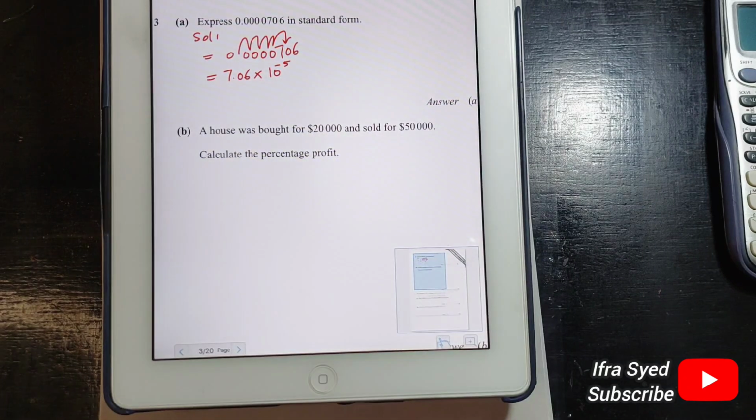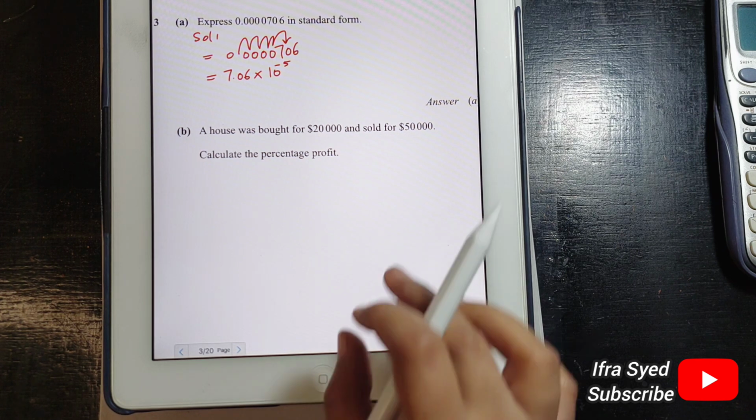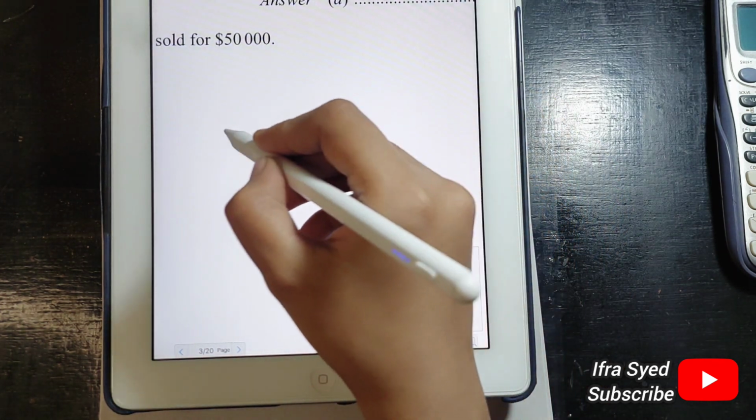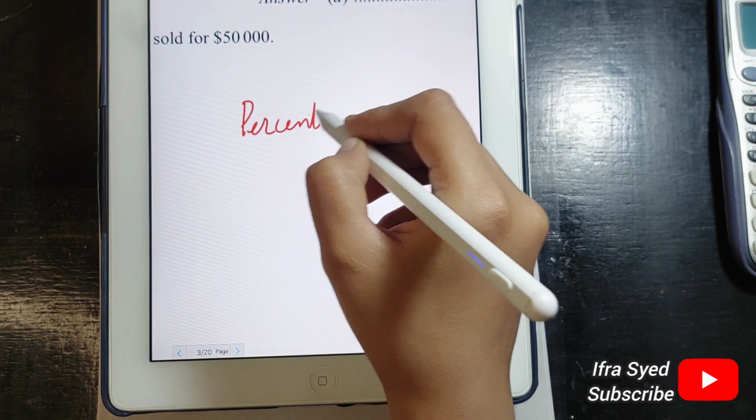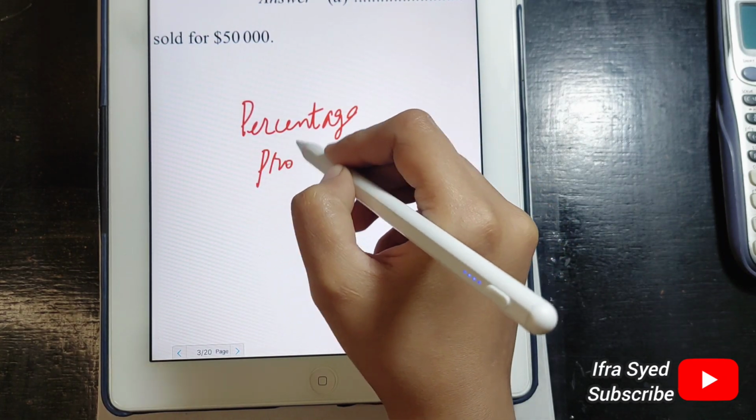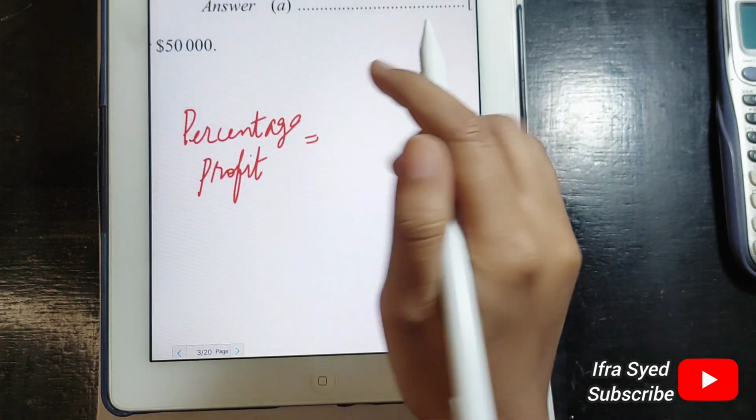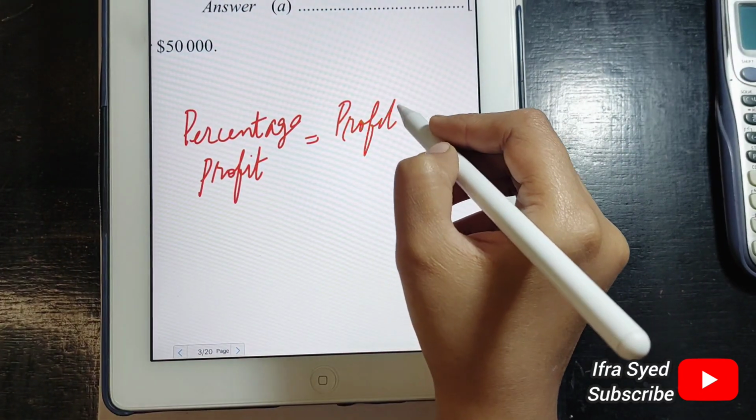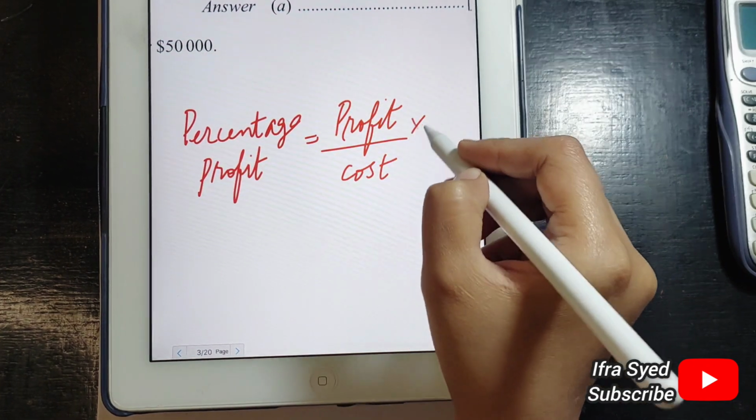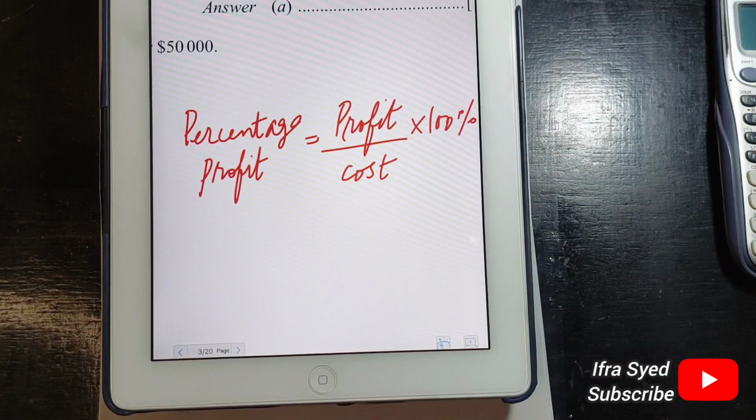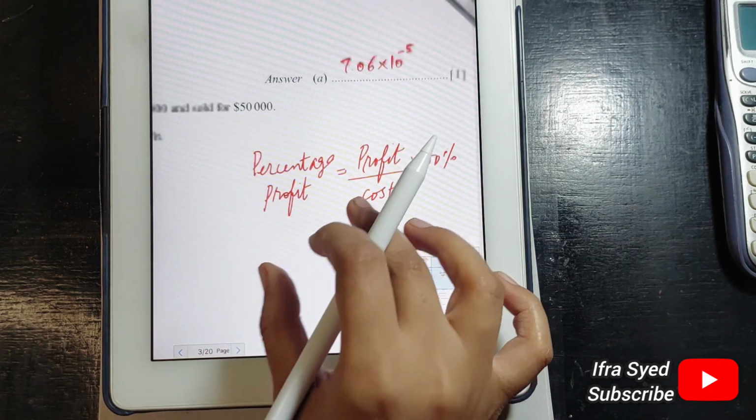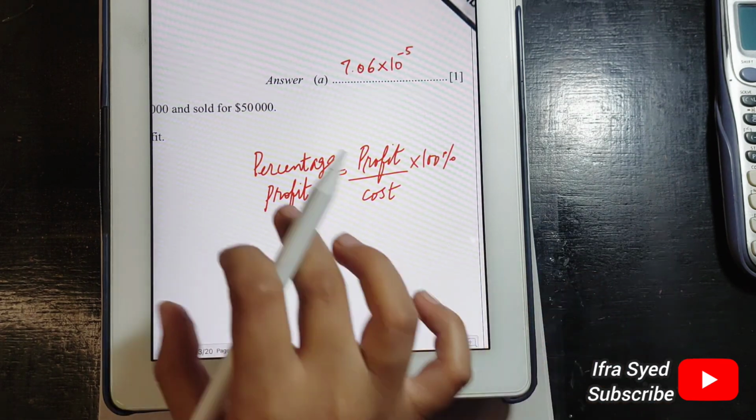Its B part is: a house was bought for 20,000 and sold for 50,000. Calculate the percentage profit. In the B part, we have to calculate the percentage profit, and we can easily find it by using the percentage profit formula. Percentage profit is equal to profit divided by cost, multiplied by 100%. So this is the formula of profit percentage, and I use this formula to solve this question.